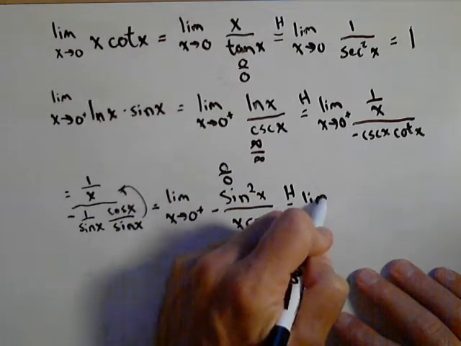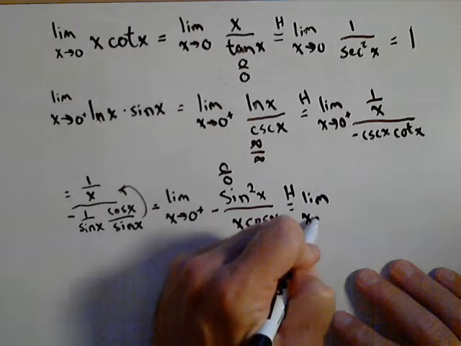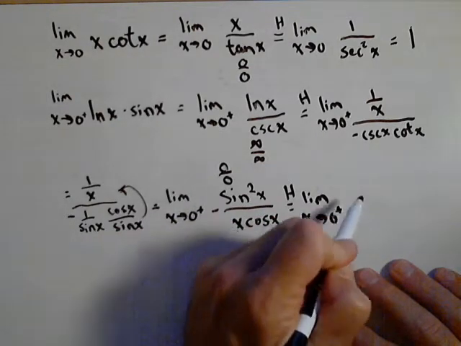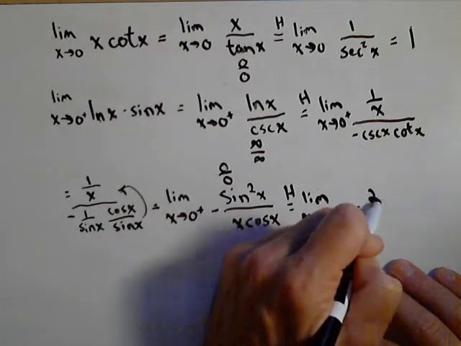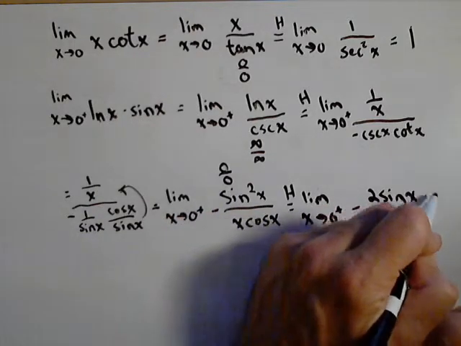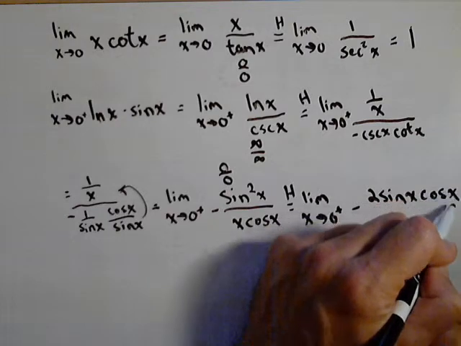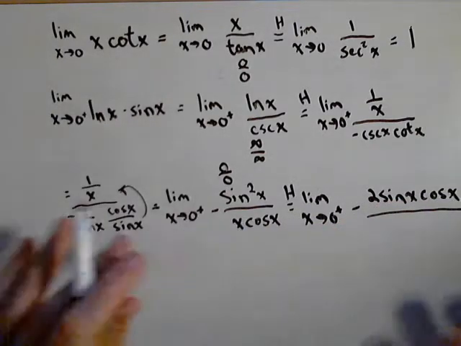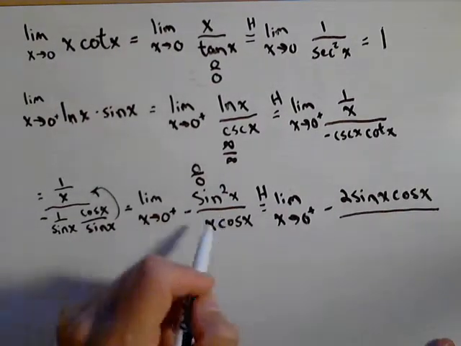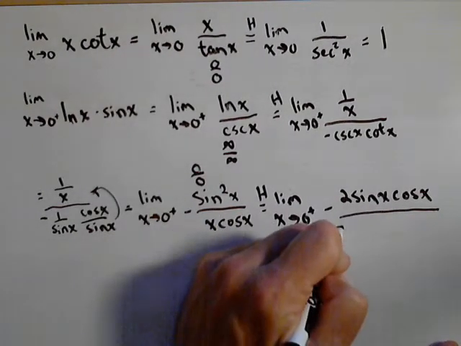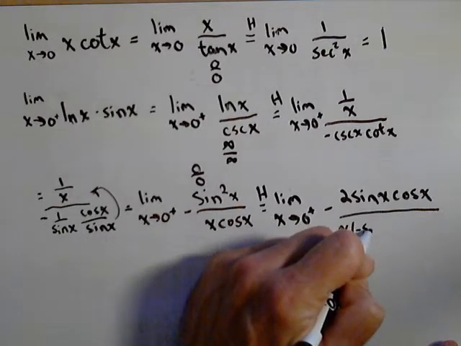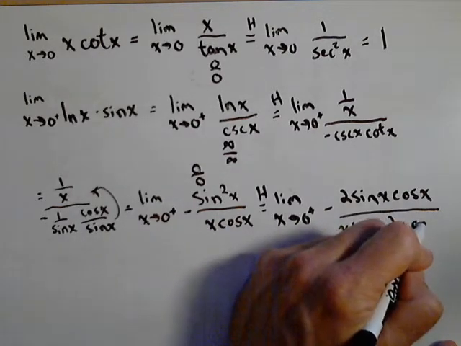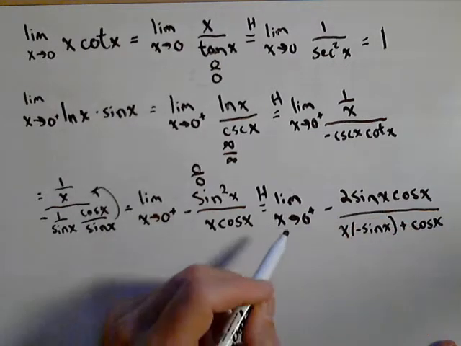So we're going to need to calculate the limit again as x goes to 0 from the right. Calculating it on top, we'll just leave the negative up front for right now. I have 2 sine x cosine x all over, and here I've got a product rule. So I've got x times the derivative of cosine, which is negative sine x, plus cosine x times the derivative of x, which is 1.